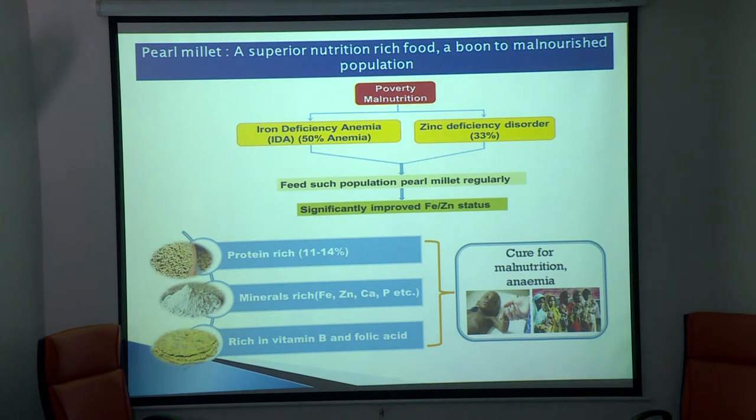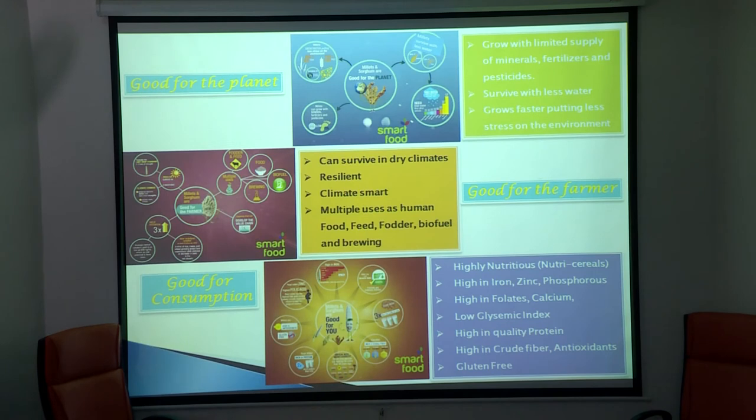So on one side it is climate resilient; second, it is highly nutrient dense, its nutrient density is very high, and it is excellent in nutrition quality. So we conclude that pearl millet is good for the planet. How? Because it grows with limited water supply and very limited supply of minerals, pesticides and fertilizers. Even if you do not apply them, the crop can still survive and give you the yield. Then it is a fast-growing crop, around 3 months, so it puts less stress on the environment. So it is good for the environment or the planet.